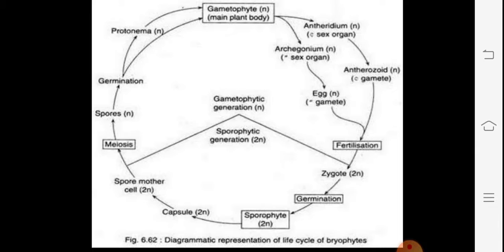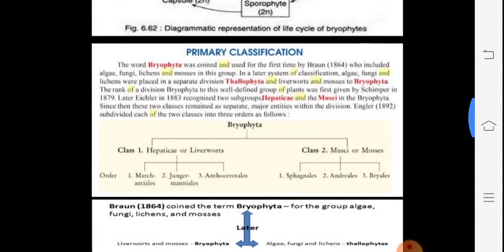After germination it gives the sporophyte, 2N, with the formation of the capsule. In the capsule, the spore mother cells are diploid, meiotic division takes place, and the haploid spores germinate and develop the protonema. Protonema is the first juvenile stage, without any gametangia or reproductive structures. Therefore it is called the protonema, and later on it develops further. In the diagrammatic representation, we already know this.